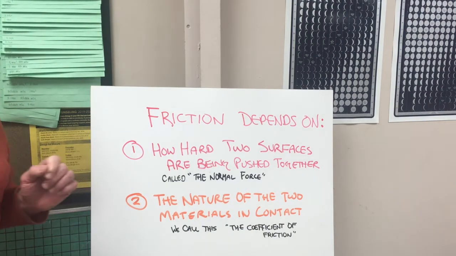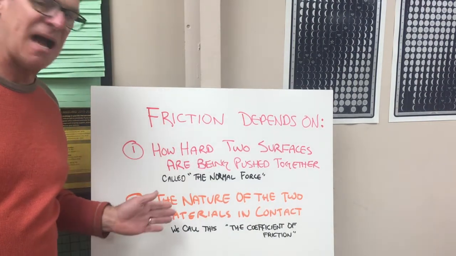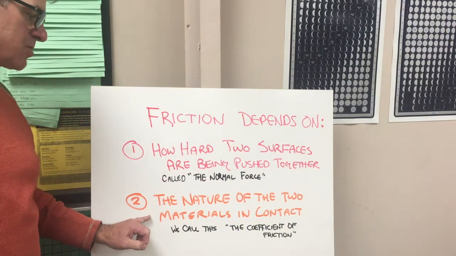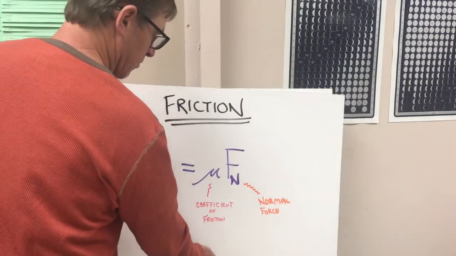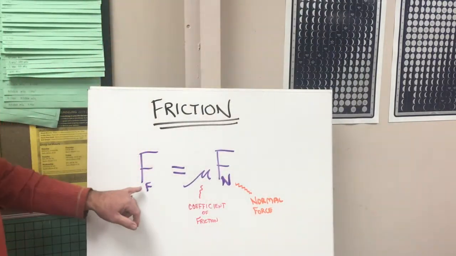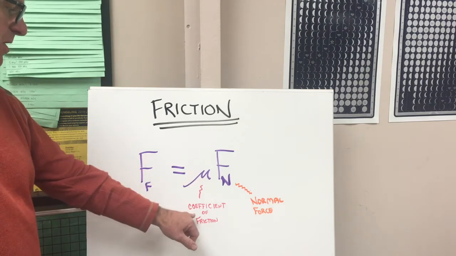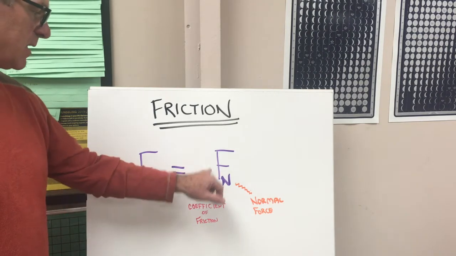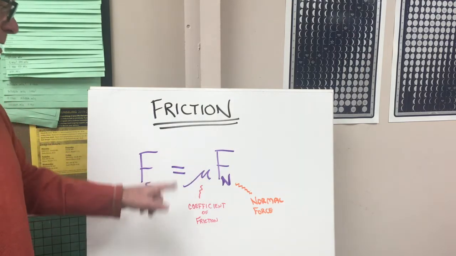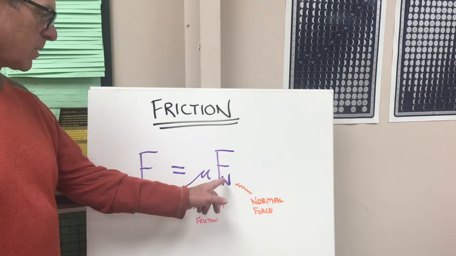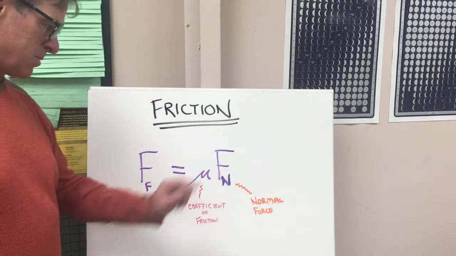If we formalize this fact that friction depends on how hard the surfaces are being pushed together and the nature of the two surfaces, we get this equation. The force of friction, measured in newtons, is equal to mu, this coefficient of friction we call it. It's given the Greek letter mu, which kind of looks like a U with a long tail on the front end of it. Friction equals mu times the normal force.